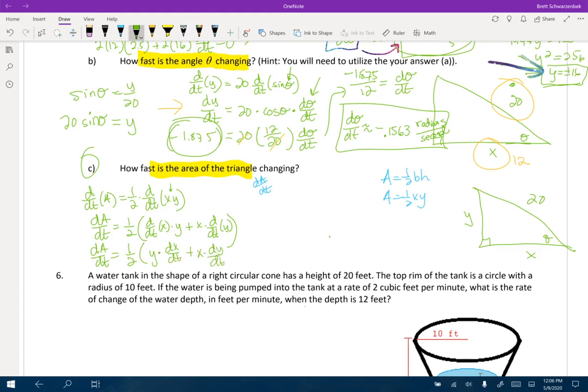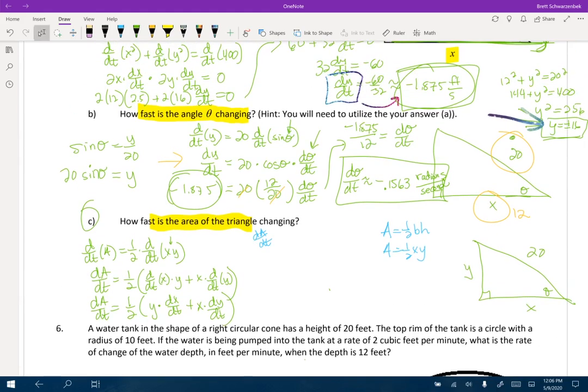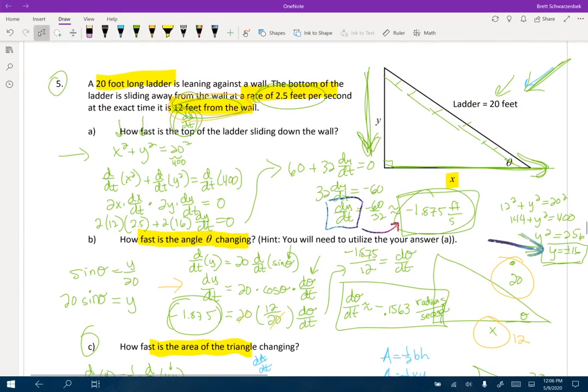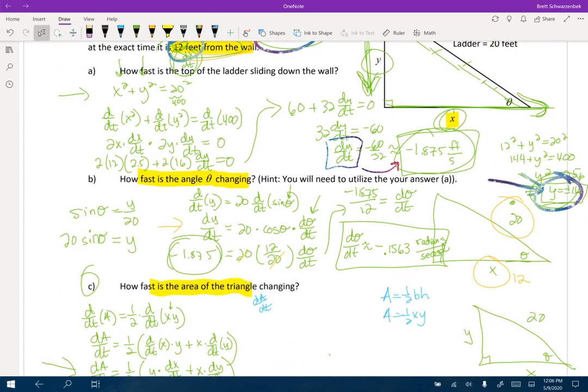Alright, so over the scope of this entire problem, there are 4 variables on the right side of this equation, but we have all of them. We have x, which was 12. We have y, which we calculated to be 16. We have dx/dt, which was given as 2.5. And we computed dy/dt to be negative 1.875.